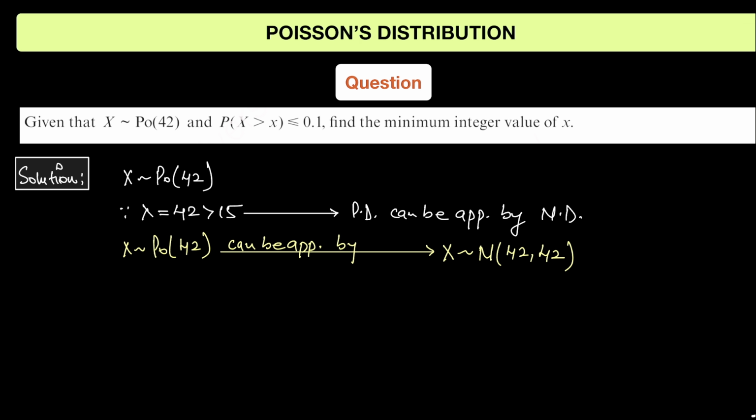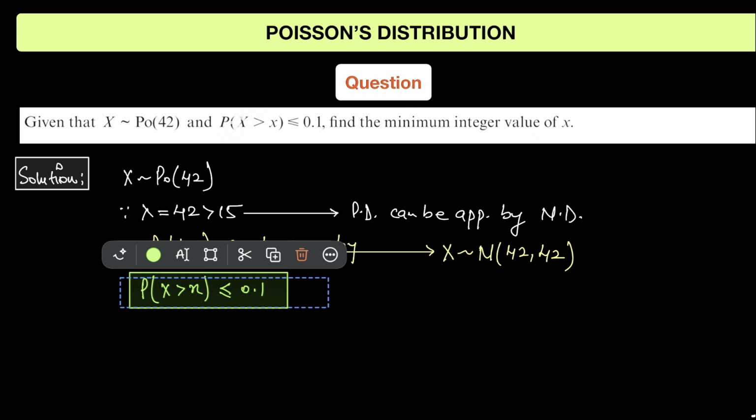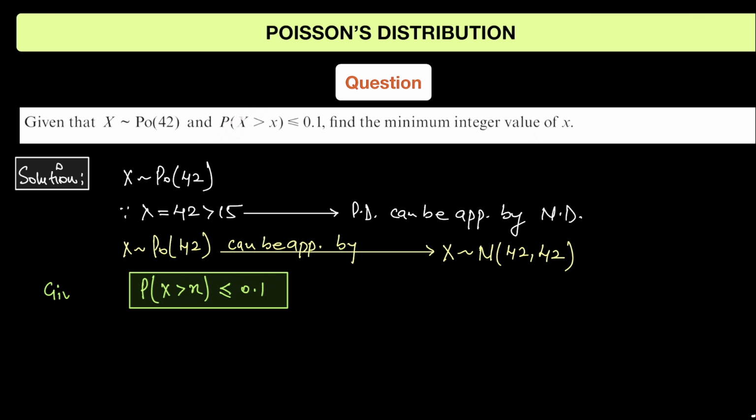Let's now go to the question part, where we have the probability of X being greater than x is less than or equal to 0.1. What they actually want us to understand is important. This is something which they have given to us, so let's write down "given" in front of it so that we can understand. This is given to us and we need to find the minimum integer value for that.